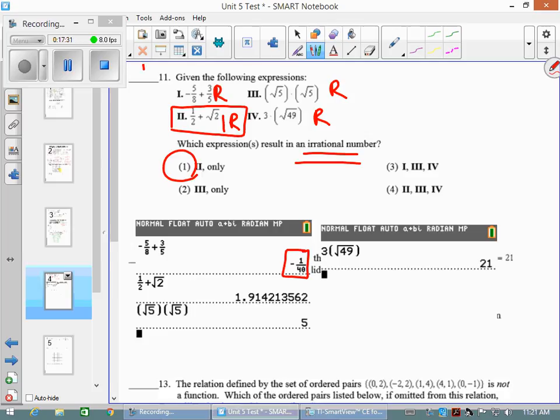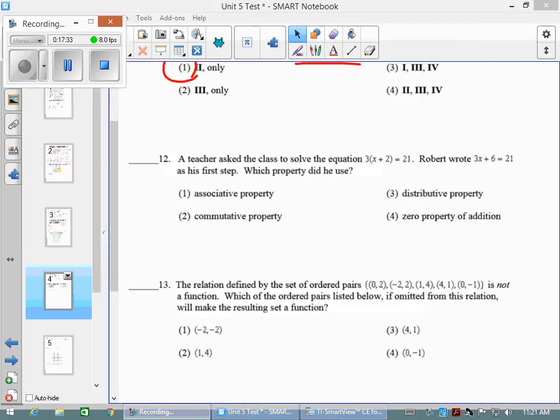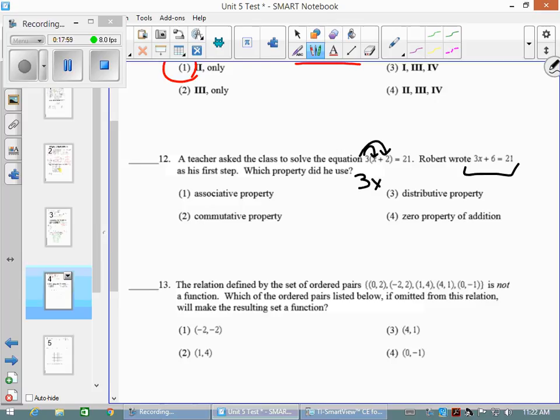Okay, so for number 12, the teacher asked the class to solve the equation, and Robert wrote this as his first step. And we want to know which property he used. Well, if I look, how did I get this 3x and this 6? What he did was he took this 3 and multiplied it in, which we call distributing. So the 3 times x is going to give us 3x. The 3 times 2 is going to give us 6. We keep that 21 using the distributive property. So that is choice 3.